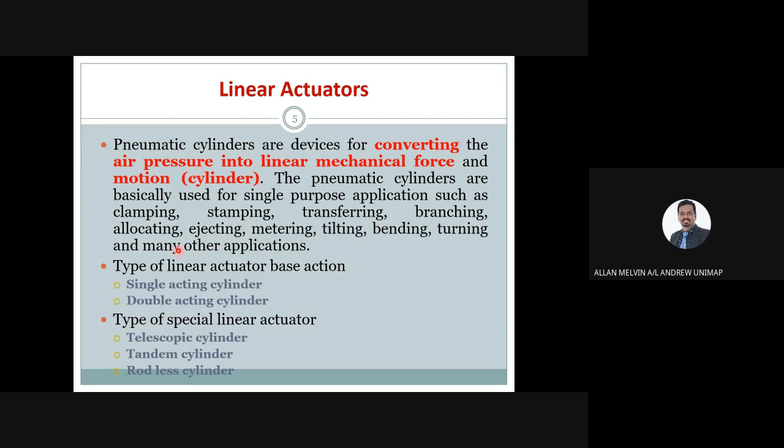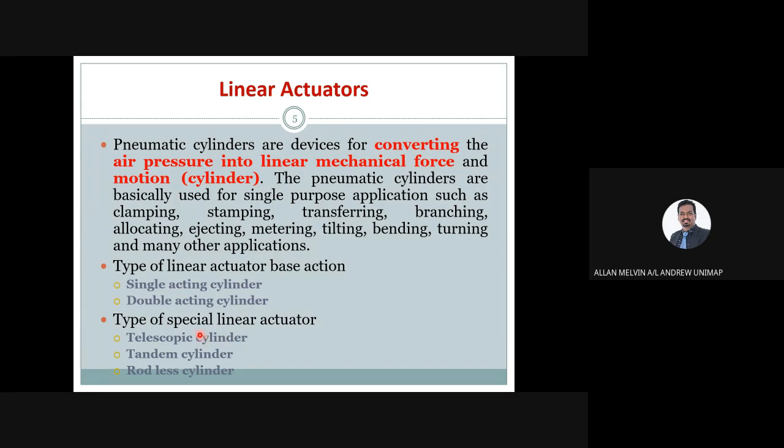So pneumatic cylinders, there are two types of linear actuator. One we call a single acting cylinder, and one more is the double acting cylinder. So I think in chapter 2, you have seen these terms, single acting cylinder and double acting cylinder. So we'll see later. So what are those? Okay, so what are single acting cylinders and double acting cylinders?